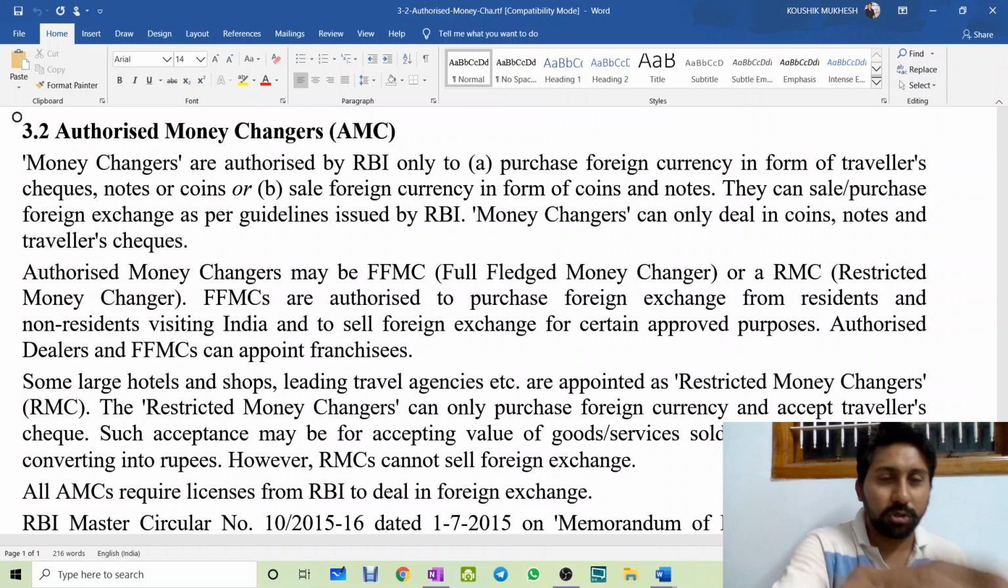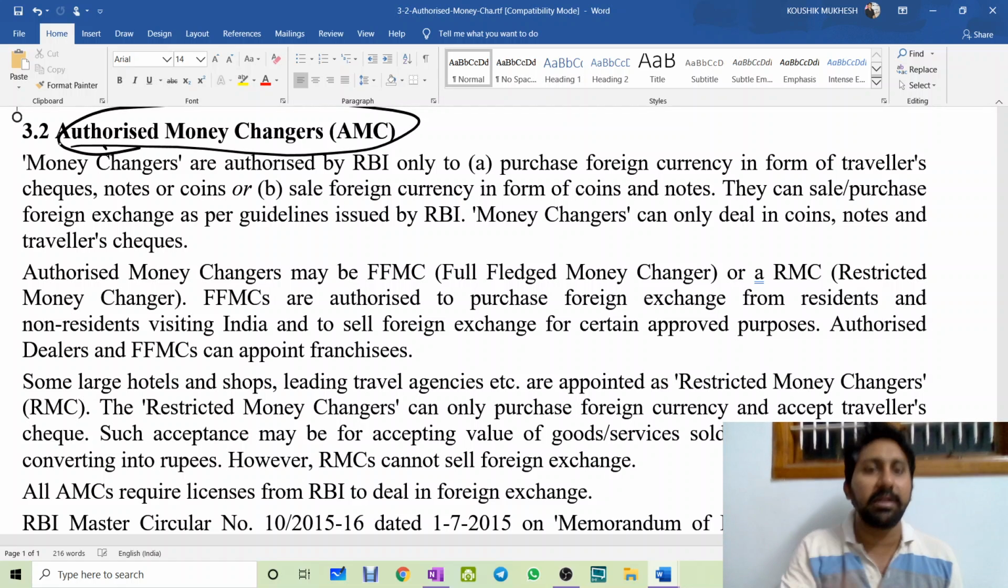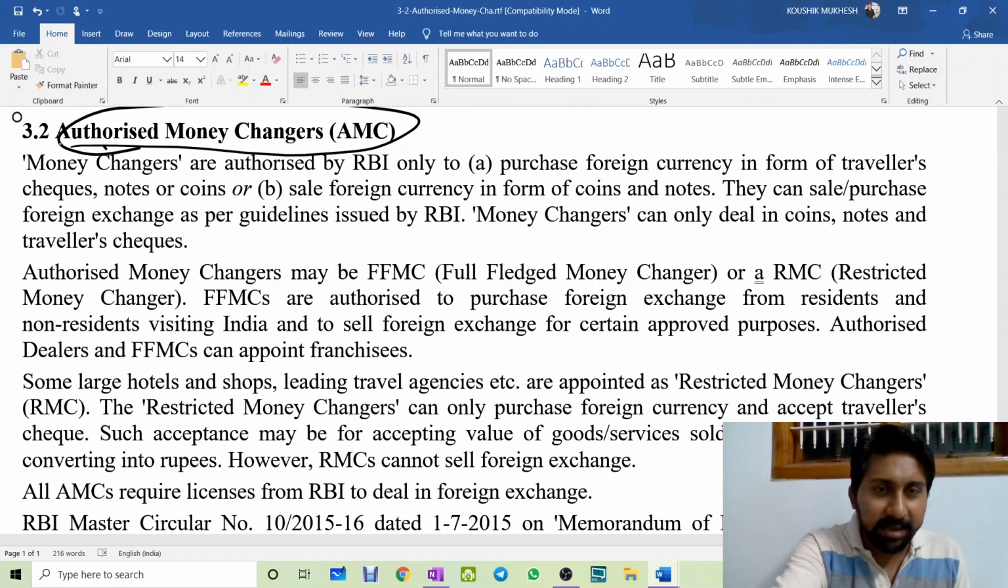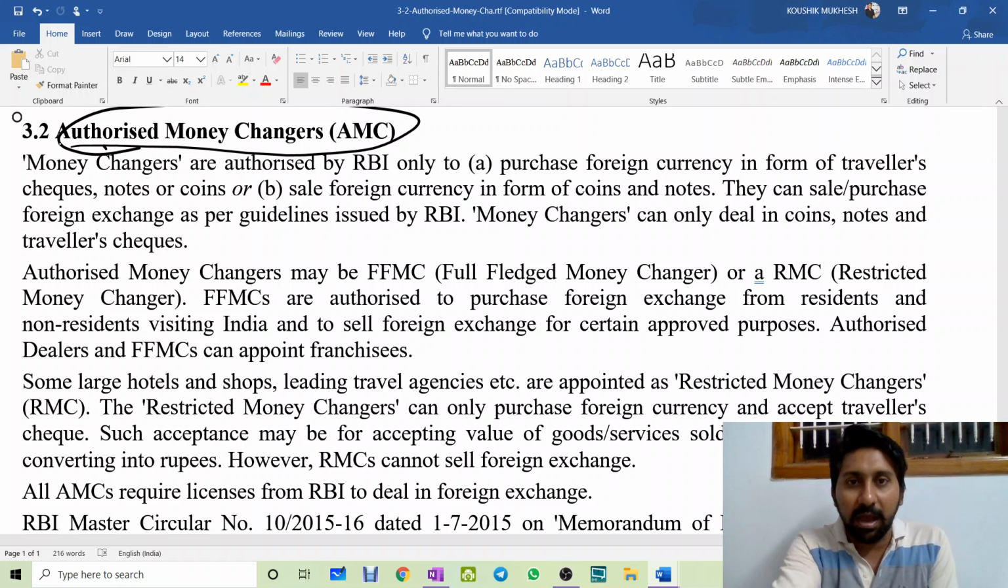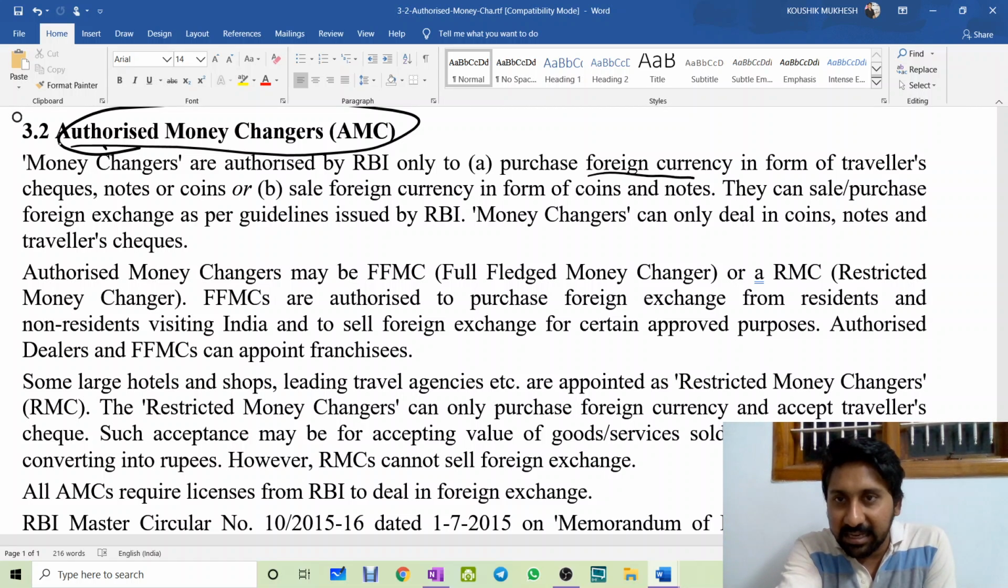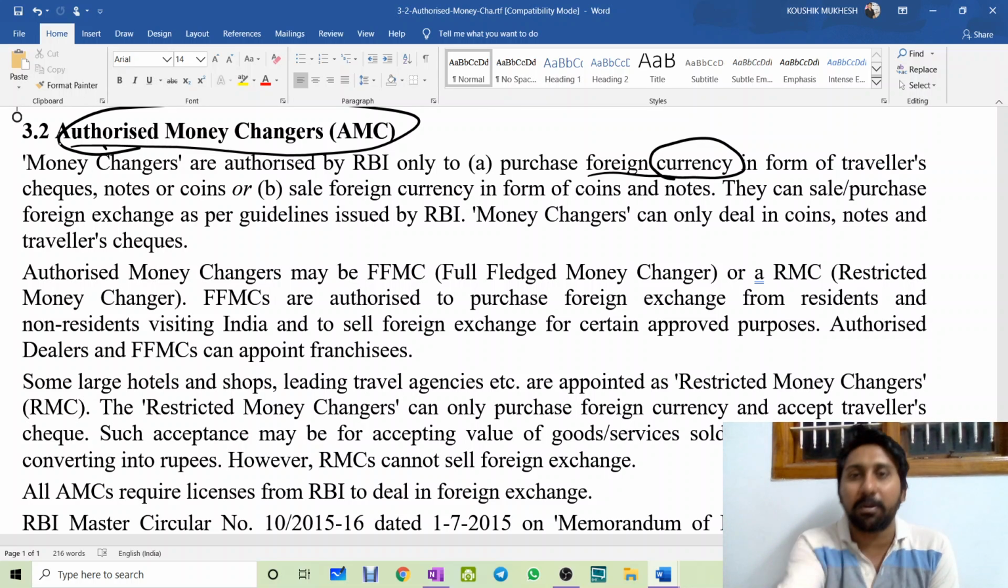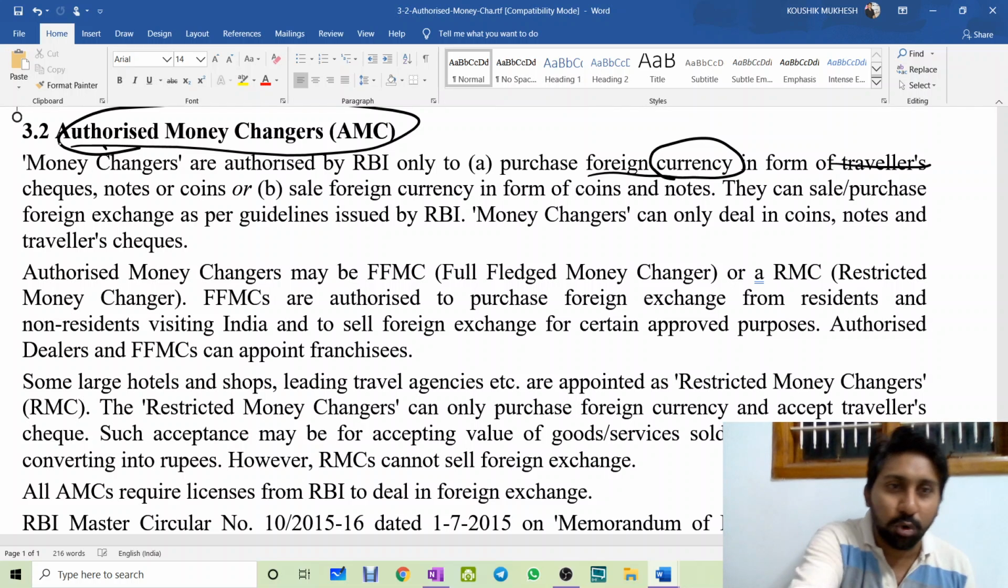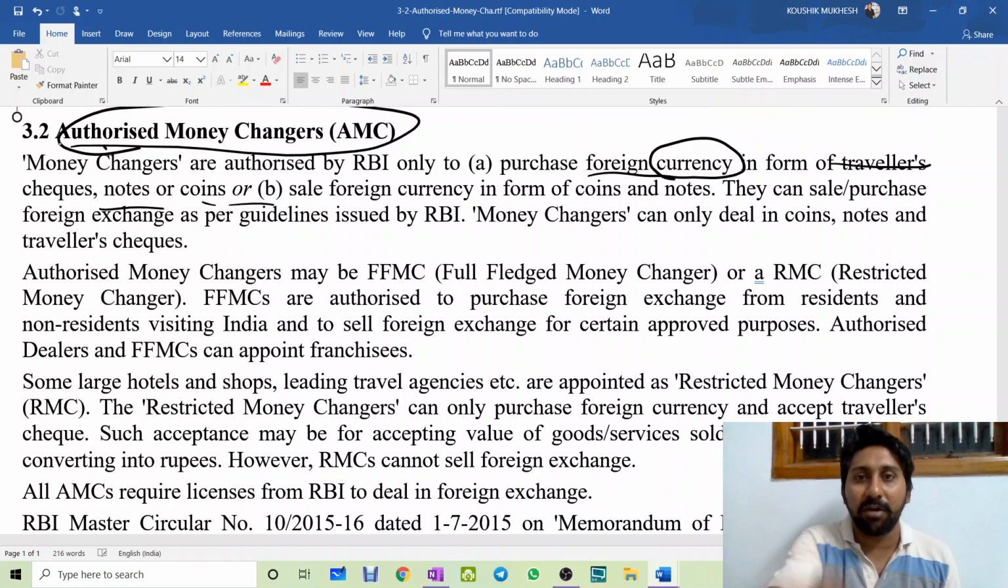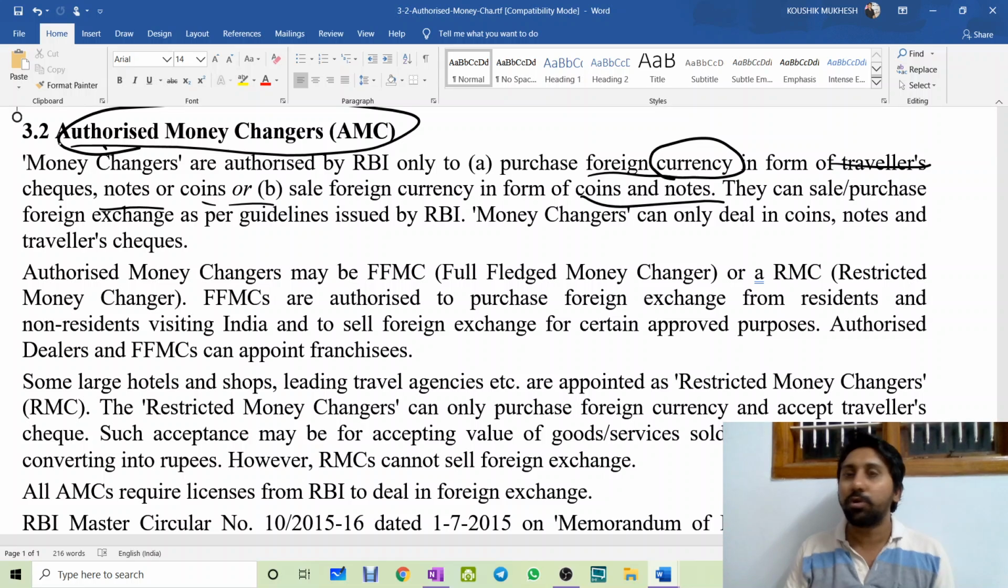Anyway, so authorized money changers. Who are these authorized money changers? Let us have a look. Money changers are authorized by RBI only to purchase foreign currency only, not securities, not any other immovable property in foreign countries, only foreign currency, which is in the form of travelers checks, notes, coins, or sale of foreign currency in the form. That means you go to an airport.